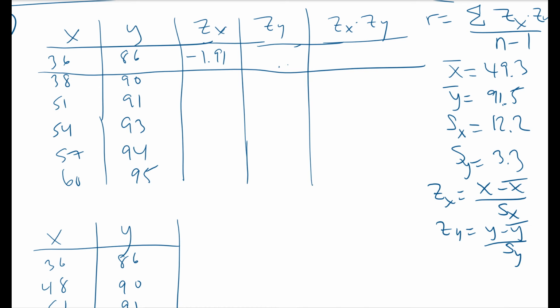For zy, you get negative 1.67. And then to calculate zx times zy, we multiply these two together. Multiply the two values, and you get 3.18. Okay? Now I'm going to give you the numbers for the rest of them.